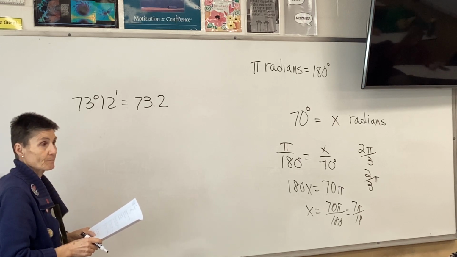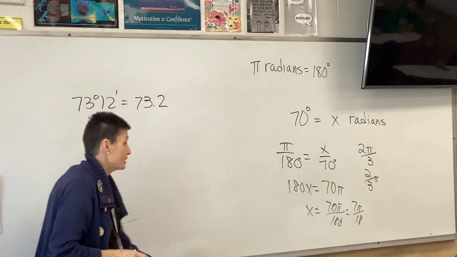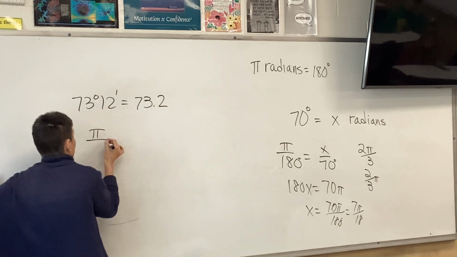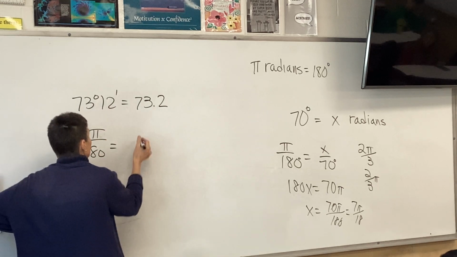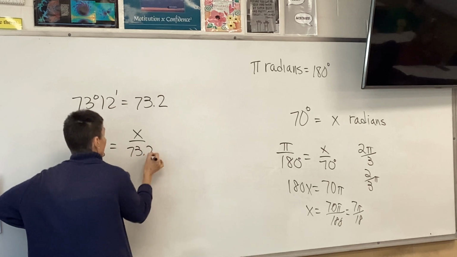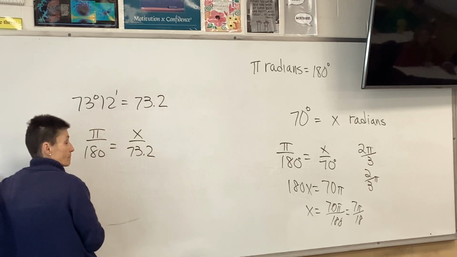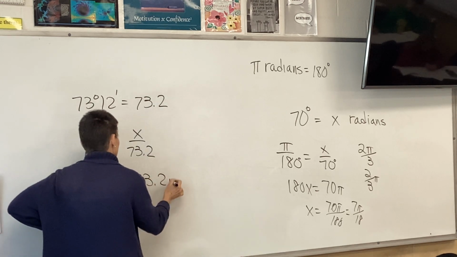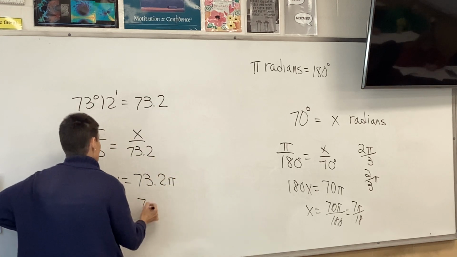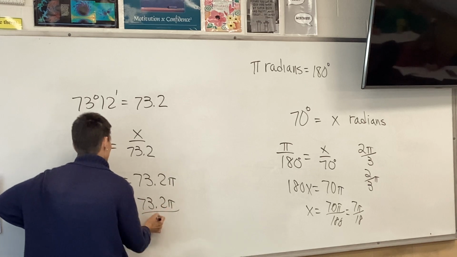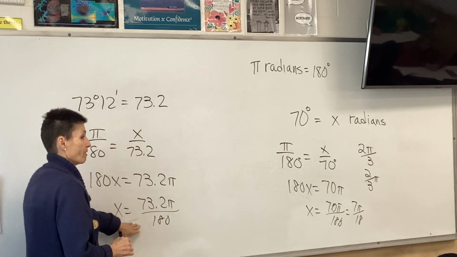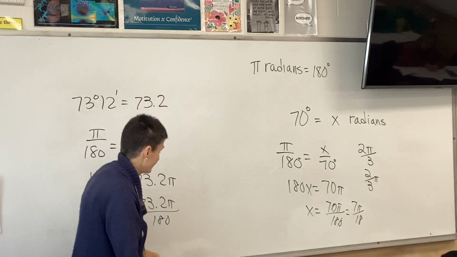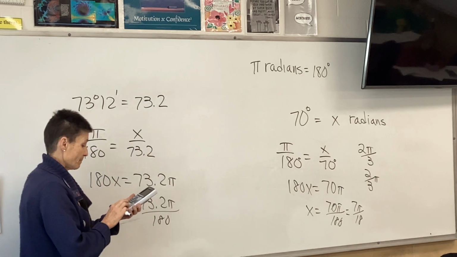Everybody get that? Yeah. Okay, now, can we set up a similar proportion? Can we say pi is to 180 as something is to 73.2? Yeah. And cross multiply. And this time though, we're not gonna leave our answer as this fraction. We're gonna go ahead and type it in.